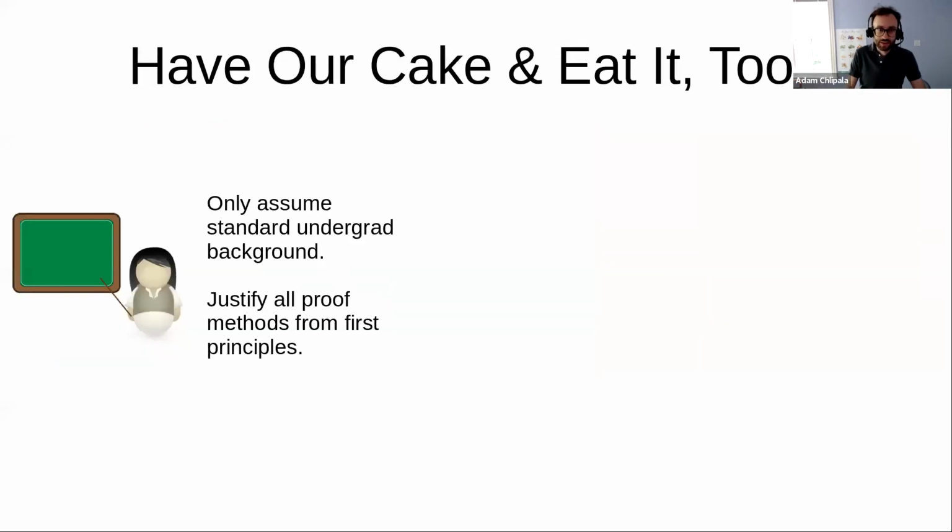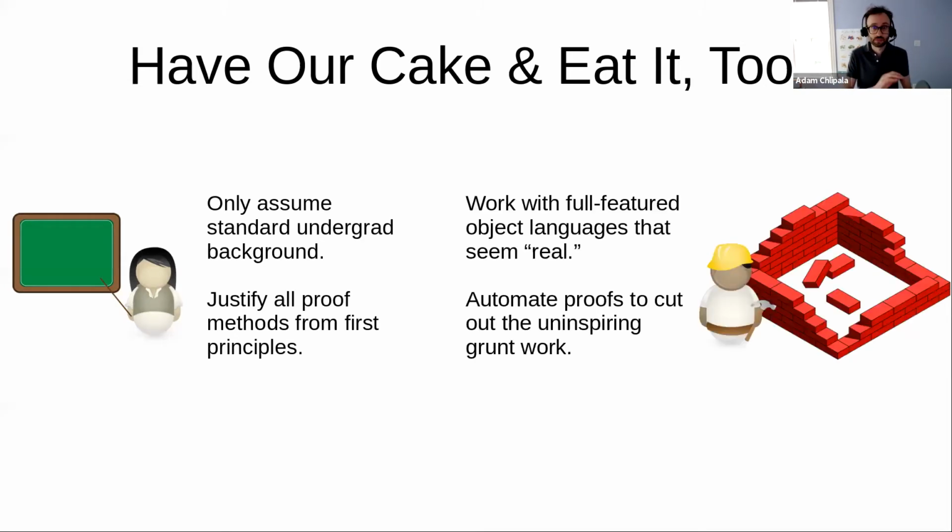I will say yes. So the class that I offer tries to mix some of those advantages. We will only assume standard undergraduate background in programming and theory. We will still take every proof principle we introduce and justify it from first principles. But we will also work with full-featured object languages, that is, the languages that we study formally, that really let you write real-seeming programs. And we'll do a lot of proof automation to save students from having to spend their time on the less interesting parts of proofs.